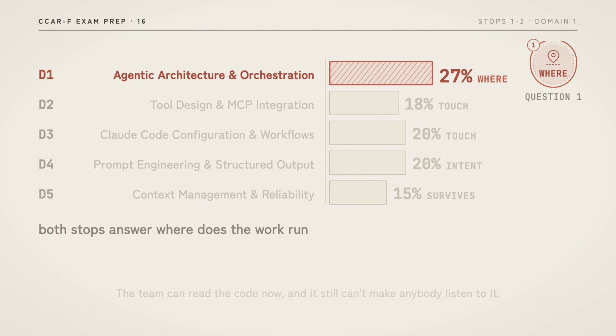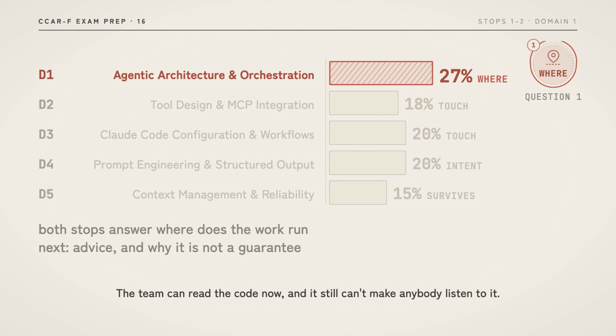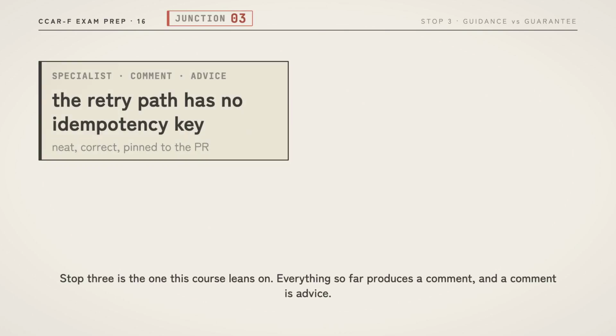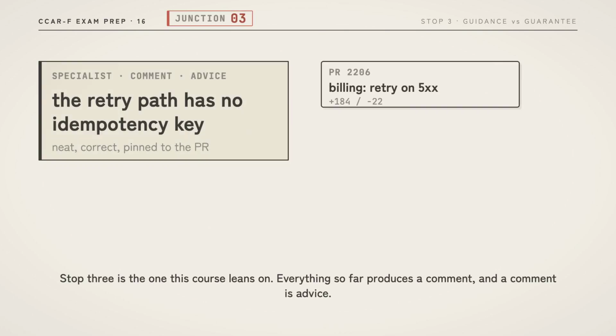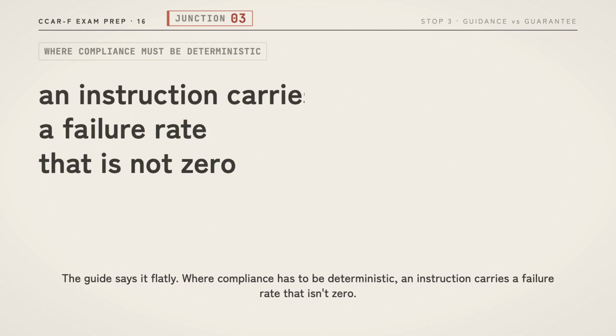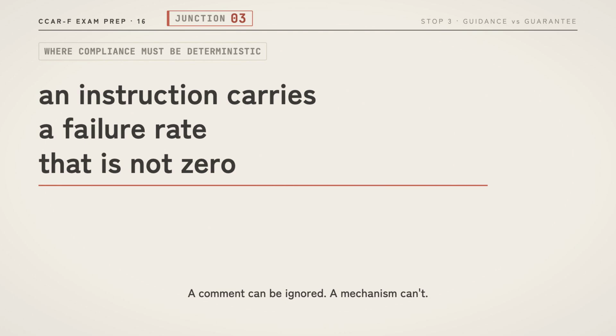The team can read the code now, and it still can't make anybody listen to it. Stop 3 is the one this course leans on. Everything so far produces a comment, and a comment is advice. The guide says it flatly. Where compliance has to be deterministic, an instruction carries a failure rate that isn't zero. A comment can be ignored, a mechanism can't.